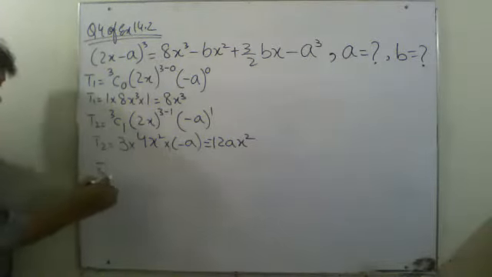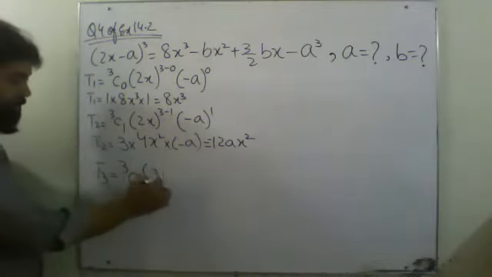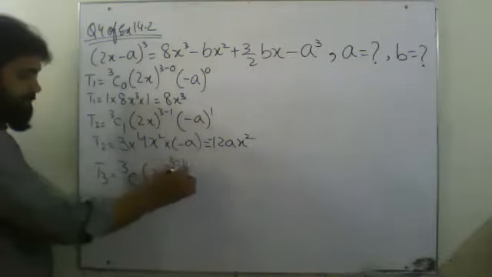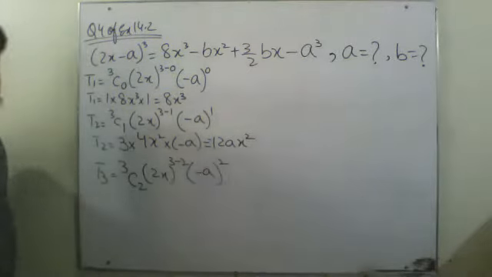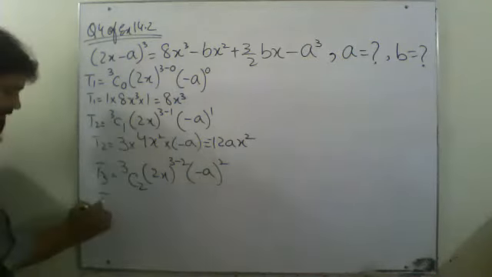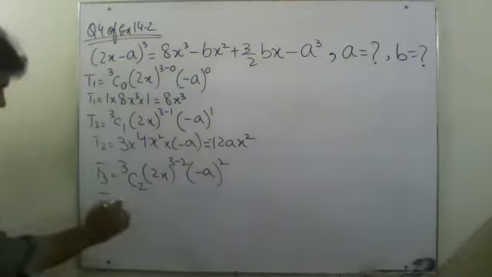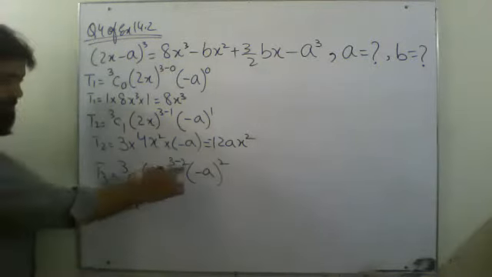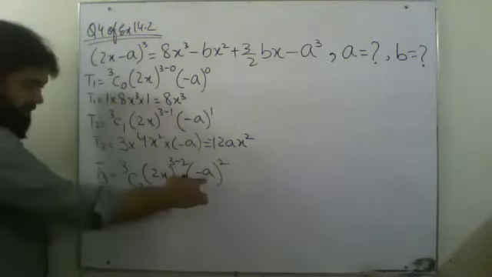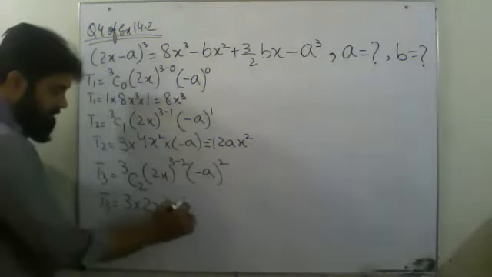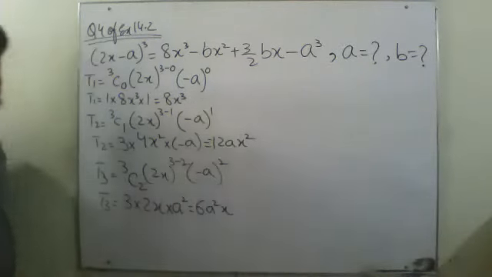T3: 3C2, (2x) to the power 3 minus 2, then (minus a) whole square. 3C2 will be 3, and 3 minus 2 will be 1, so this becomes 2x and this becomes a square. Simplifying it, 6a square x.